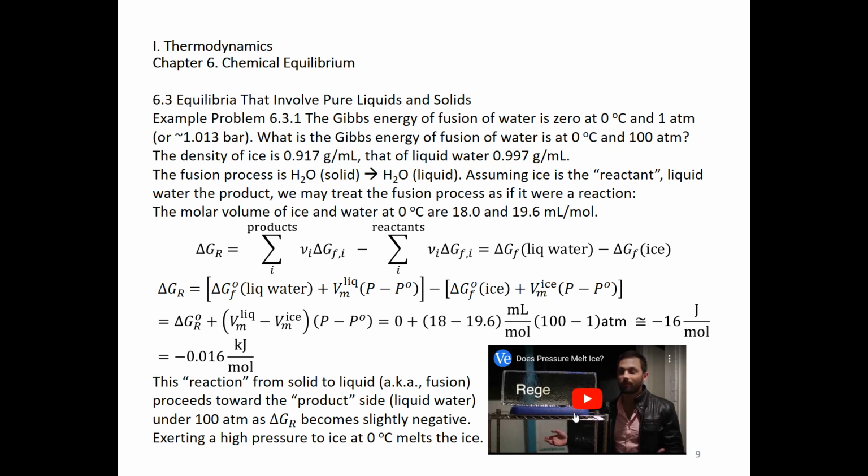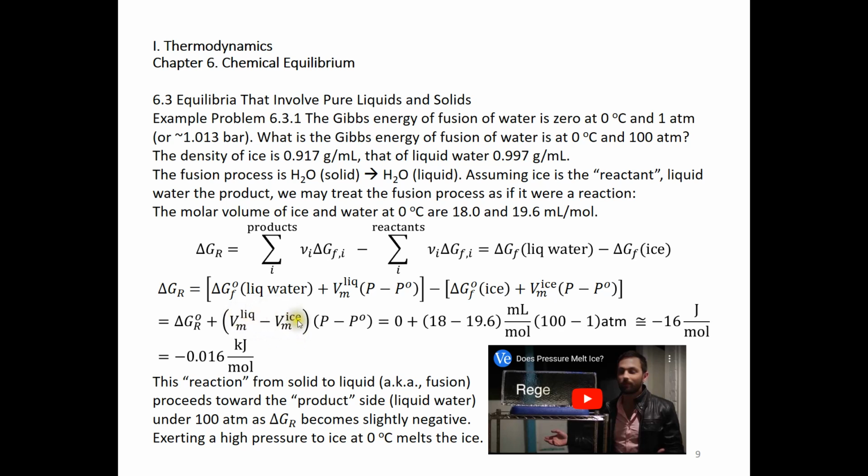Again, I was just pretending this is a chemical reaction, so we can define the Gibbs energy of reaction for the fusion process from solid to liquid. All right, and then we have this equation. We have the Gibbs energy of reaction is equal to the standard Gibbs energy of reaction plus some correction. This correction is due to the pressure change from 1 atm to 100 atm, and this is important only because the molar volume of ice and the molar volume of liquid water are different.